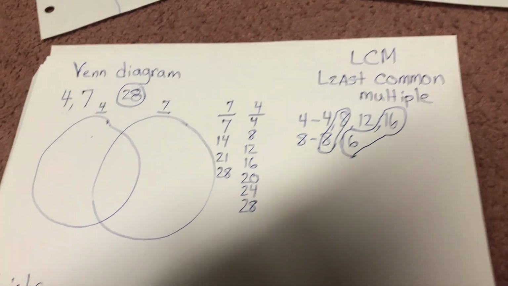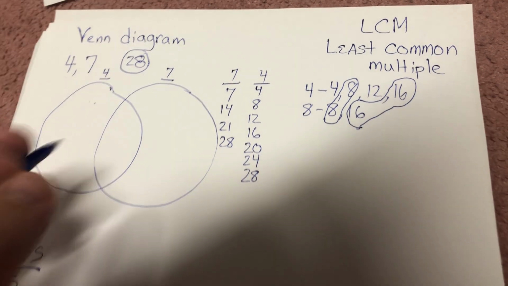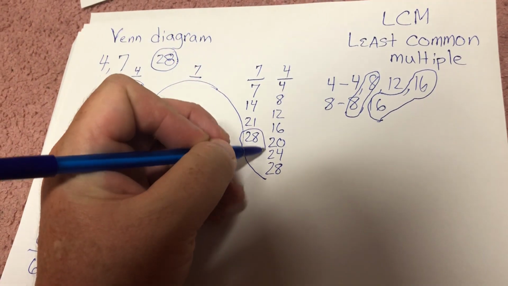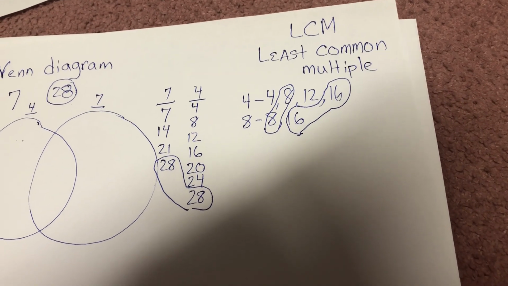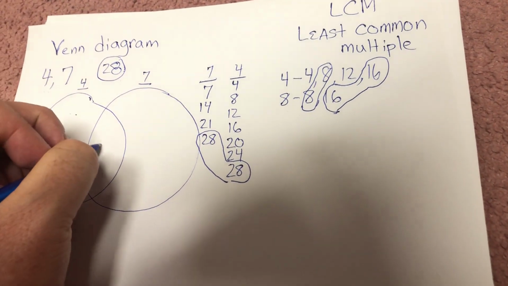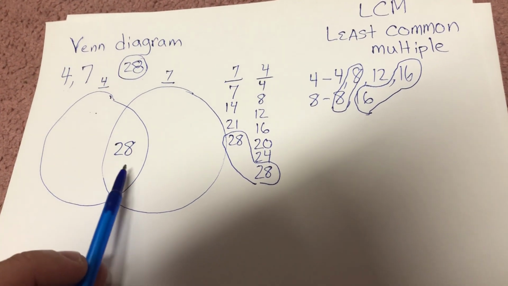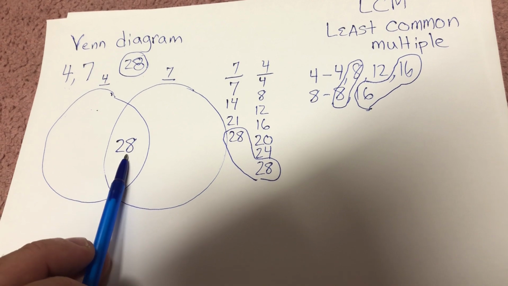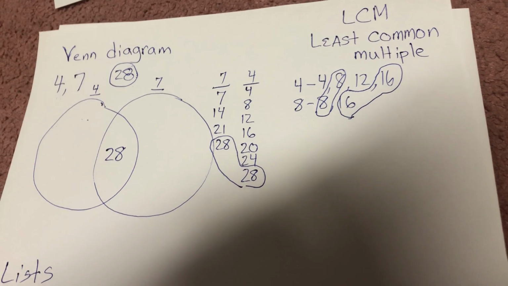All right? So now we're thinking, okay, where are my common factors? Well, I see that 28 is a common factor. That number shows up in both lists. So remember, in a Venn diagram, the numbers that show up, in this case the common multiples, they're going to go in the middle, the overlapping part of both the 4 circle and the 7 circle.